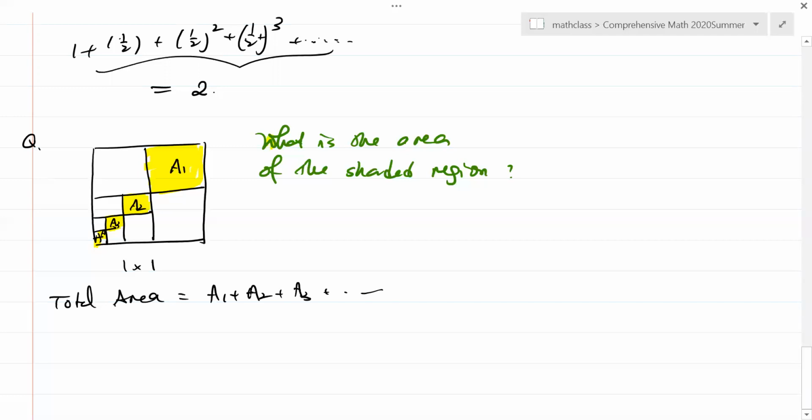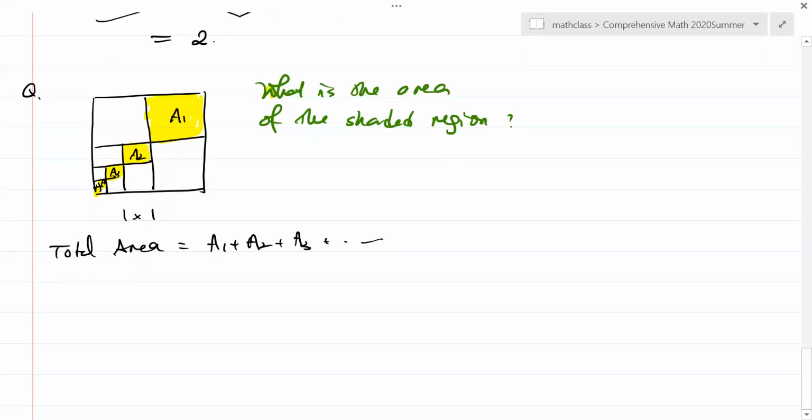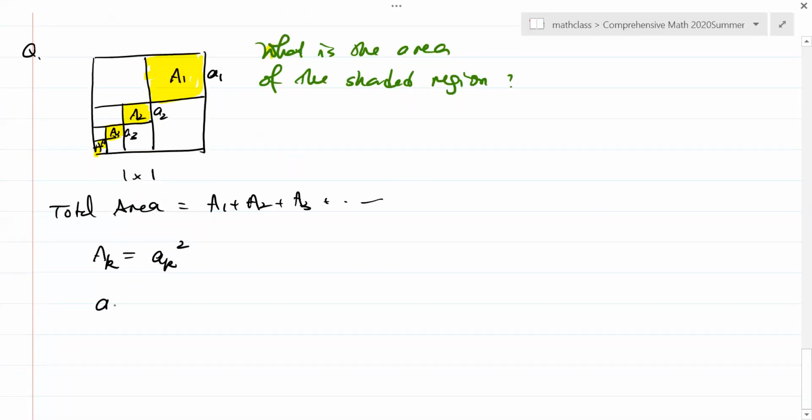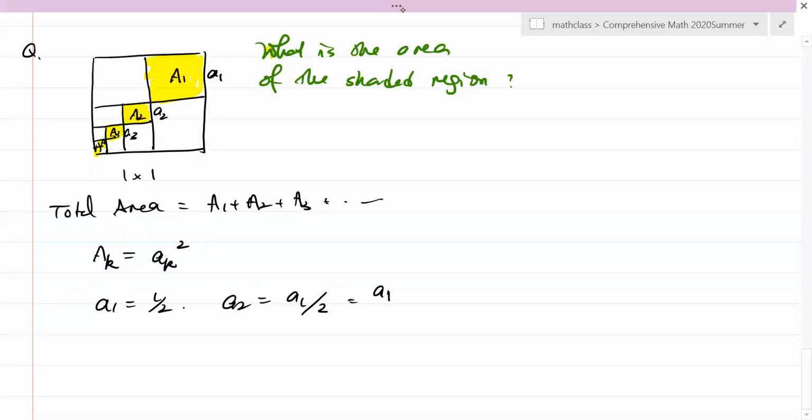So let's calculate the area for each of them. Okay, so for A1, the side length, let's say little a1, a2, a3. So A k is going to be a k squared, the edge length squared, right? So A1 is already equal to 1/2. a2 is 1/2 times 1/2, a1 over 2, right? So it's going to be 1/4.